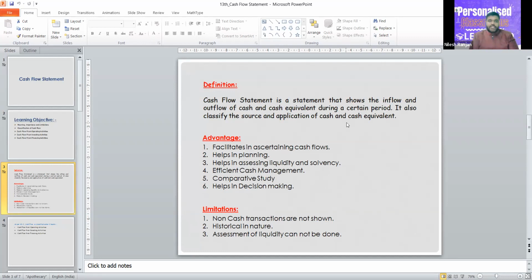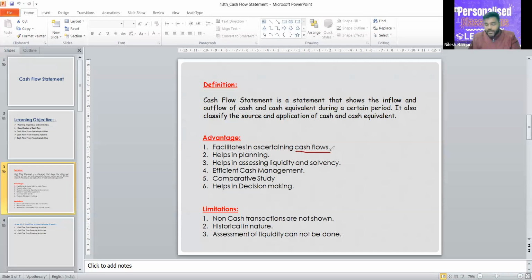The next is advantage of cash flow statement. What are the benefits of preparing cash flow statement? You can also say that these are also the reasons behind preparation of cash flow statement. So the first one is facilitates in ascertaining cash flows. We want to know where cash is coming from and from where it is going. So it helps in knowing where cash is coming from and where cash is going.